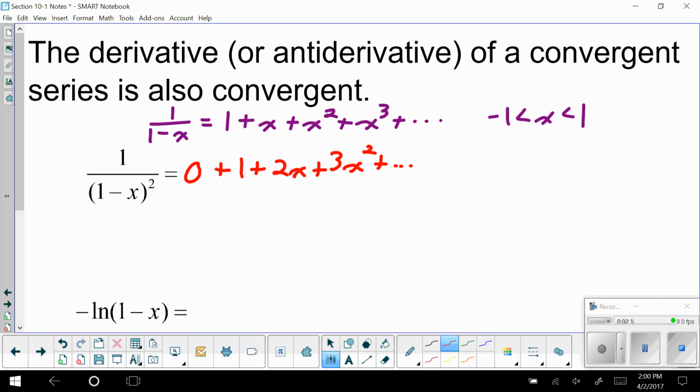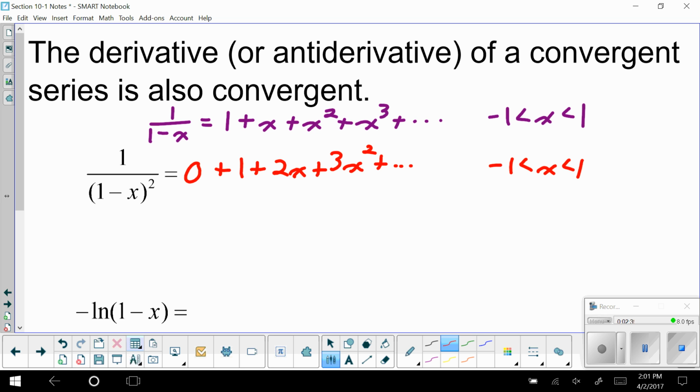I haven't done anything to change my interval of convergence. So as long as x is between -1 and 1, this infinite series is the same as 1 over 1 minus x squared.